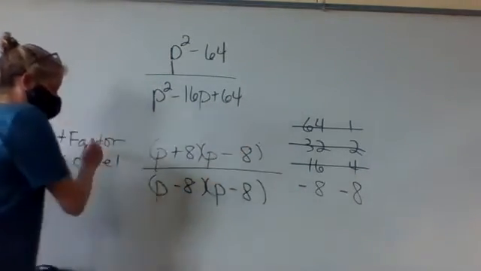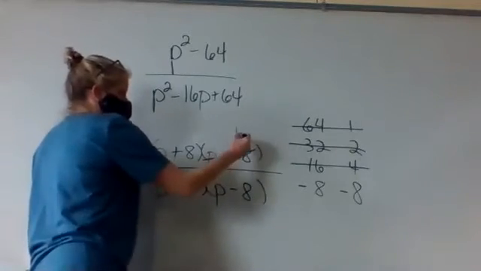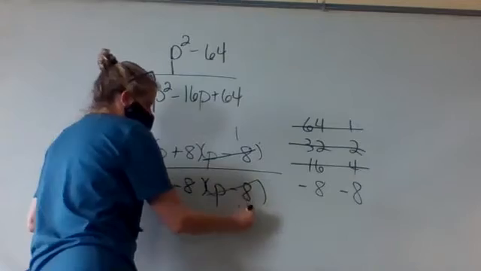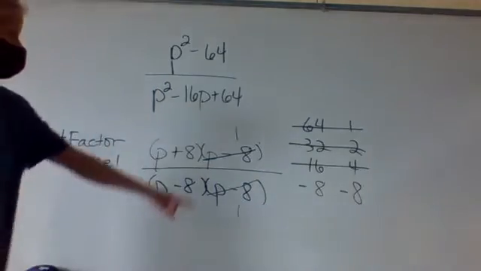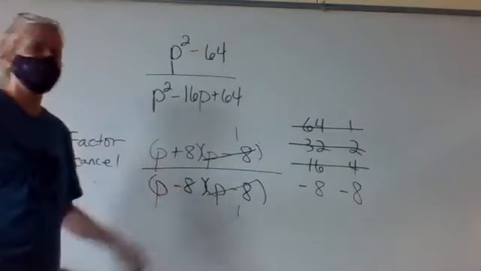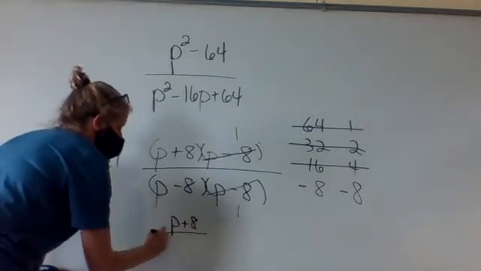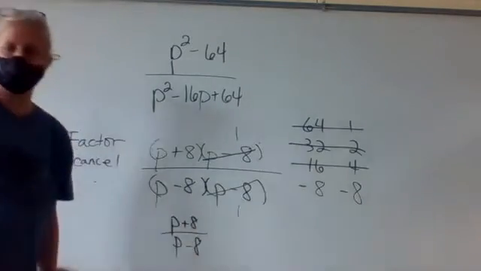Factor, then what? Cancel. This p minus 8, since they're factors, if they're multiplied together, that means they're cancelable. So this p minus 8 cancels this one. So what are you left with? Plus 8, good, over p minus 8.